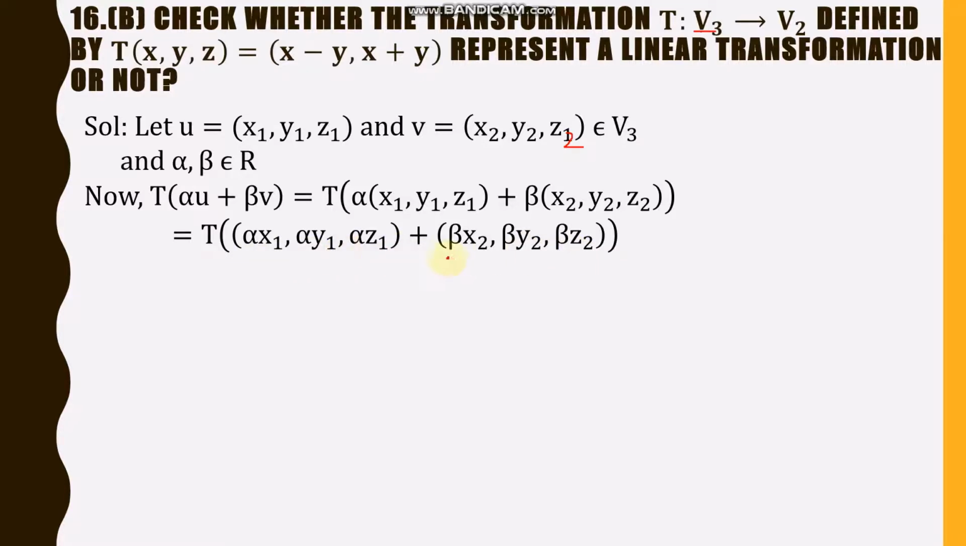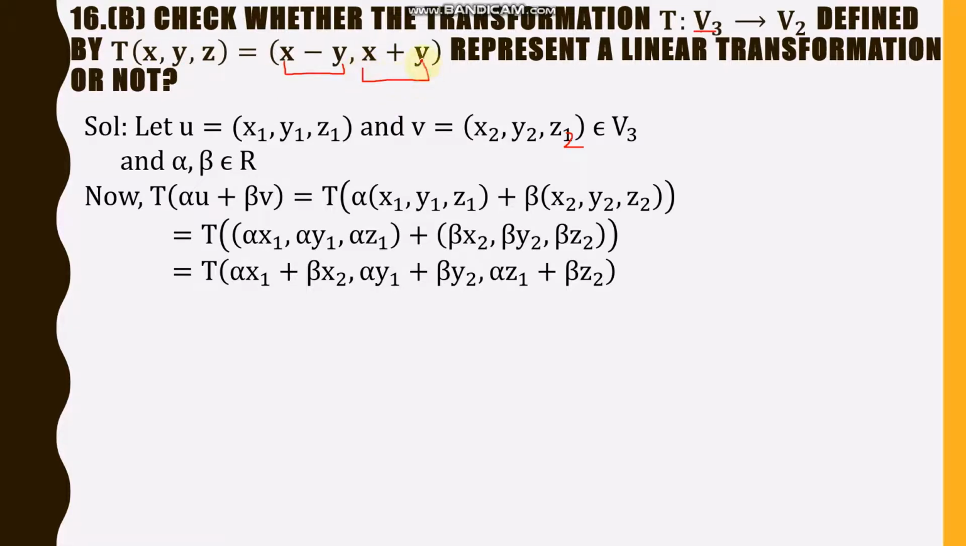Now we will add them element-wise. So it is alpha x1 plus beta x2, alpha y1 plus beta y2, alpha z1 plus beta z2. Now what this transformation is doing, it's changing a three-tuple into a two-tuple. And how is it changing? The first element of the two-tuple is x minus y, meaning first element minus second element, and the second element in the answer after the transformation is the first element plus the second element.